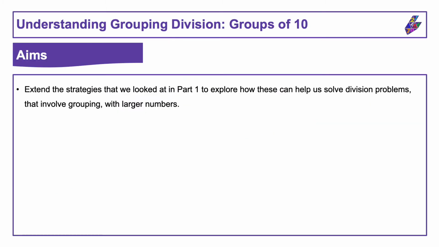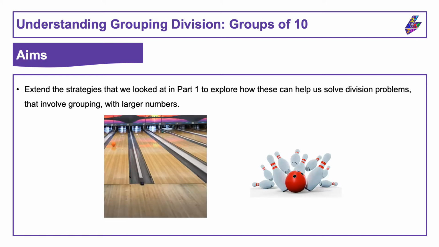The aims of this video will be to extend the strategies that we looked at in part 1, to explore how these can help us solve division problems that involve grouping with larger numbers. We'll explore this in the context of the bowling alley again. Remember that one bowling lane needs 10 pins at the start of the game, so there is a 1 to 10 relationship between the bowling lane and the number of pins needed to start.